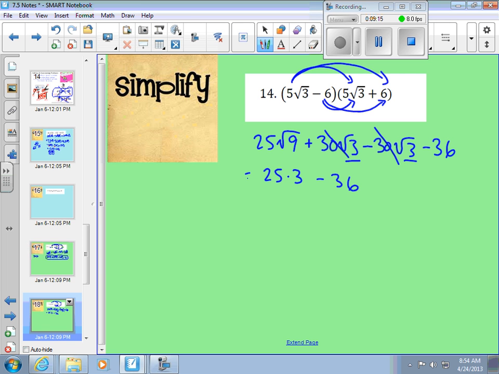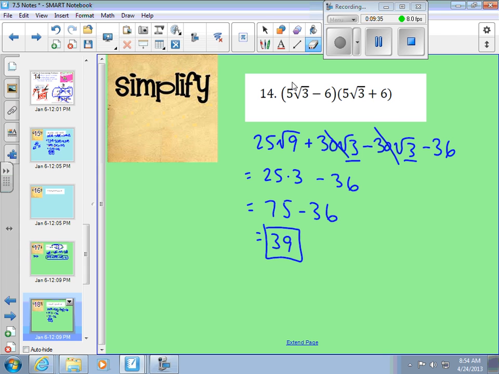So keep simplifying. 25 times 3 is going to be 75 minus 36. And our answer would then come out to be 39. So all that multiplying up there comes down to be 39. That's this type of multiplying.